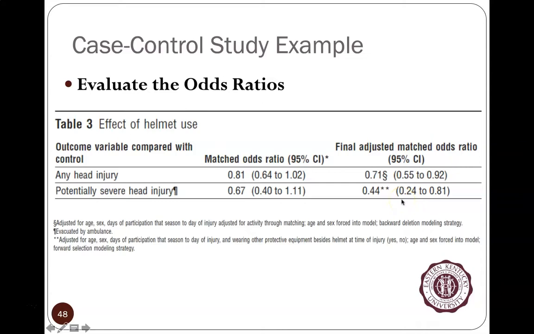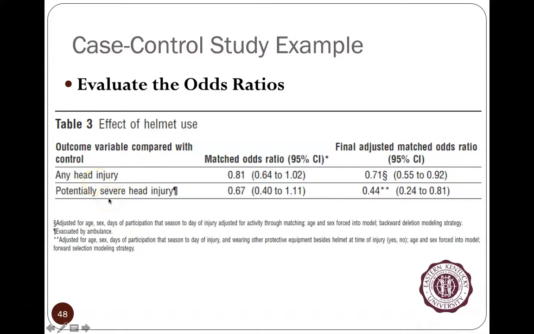What did they observe? Well, they observed when the outcome is any head injury, the effective helmet use was associated with a 29% reduced odds, 1 minus 0.71, the difference from 1, so it's 29% different. So that is a protective effect because 1 is not included. So we see a statistically significant benefit of wearing helmets in the adjusted model.